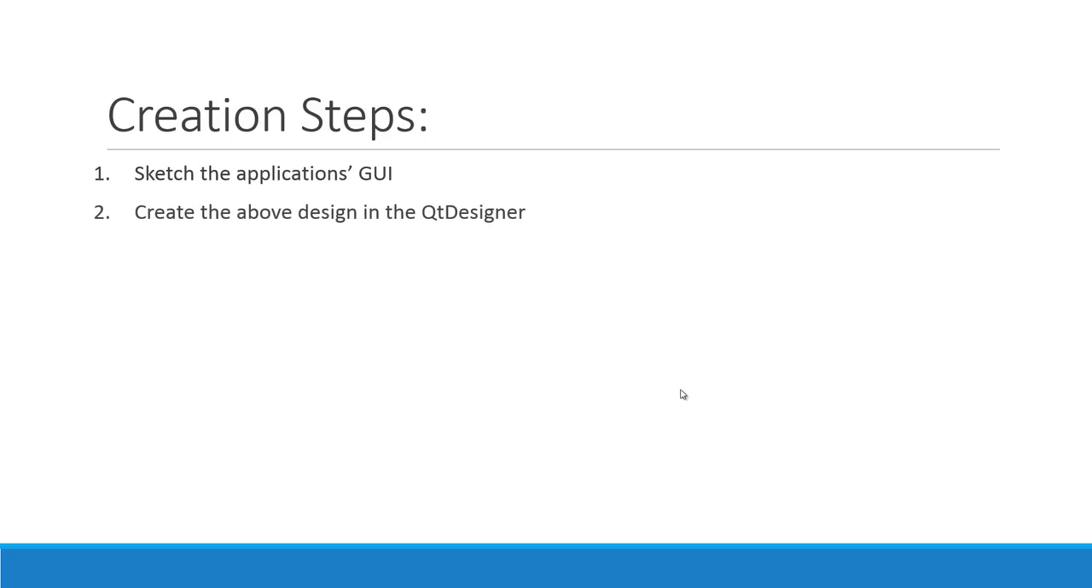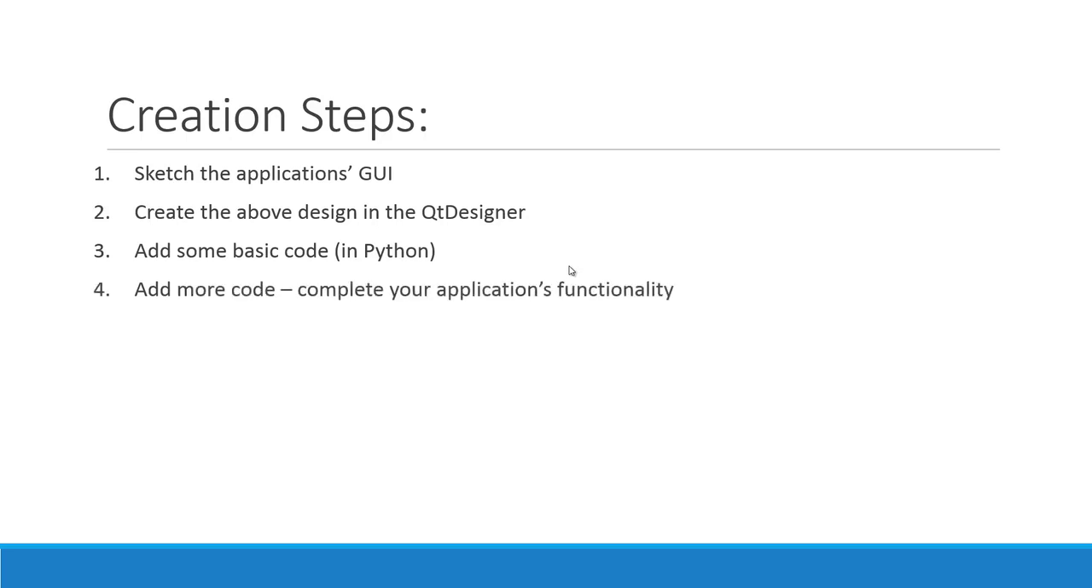Then, the next thing we're going to do, in step 2, is create the above design, whatever design we sketch right here, in the Qt Designer. Then, later on, we're going to add some basic code in Python. Then we're going to add more code, and we'll complete our application's functionality, such that the application does what it's actually supposed to do.